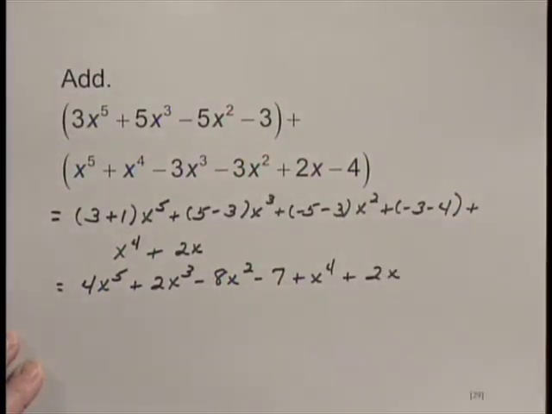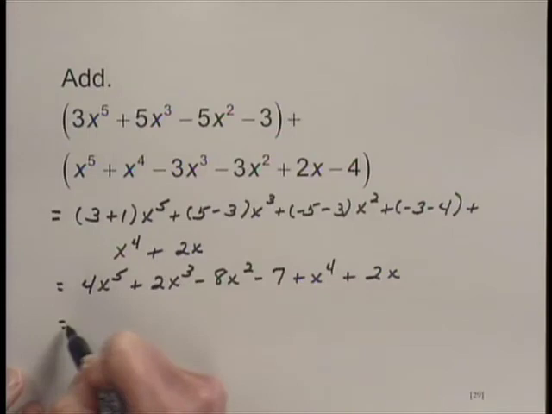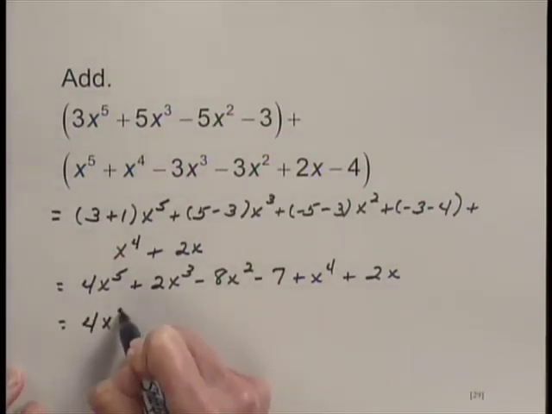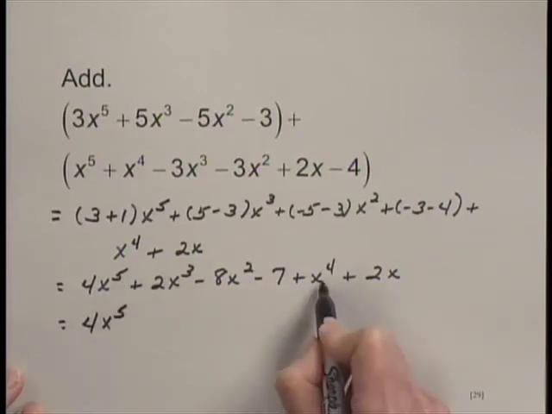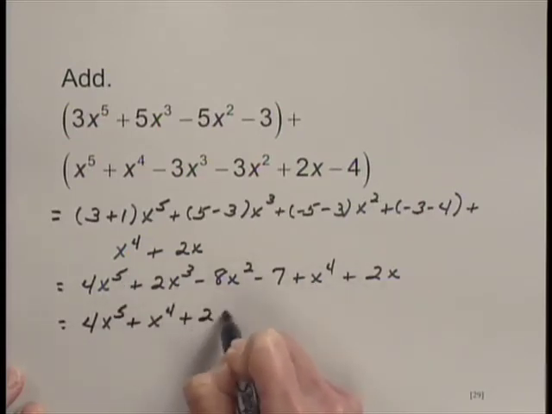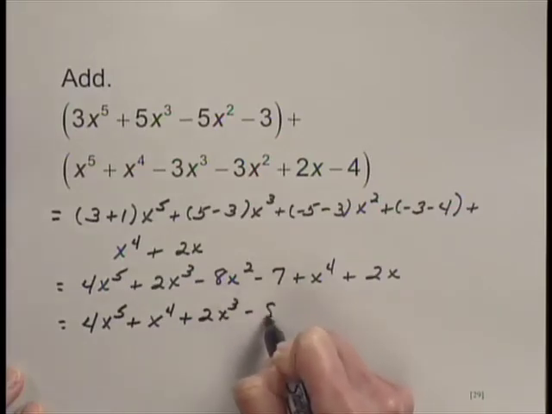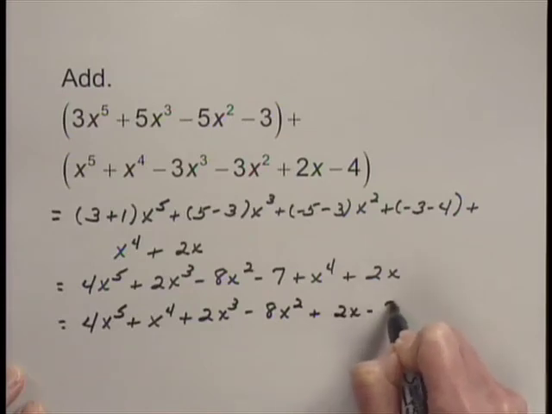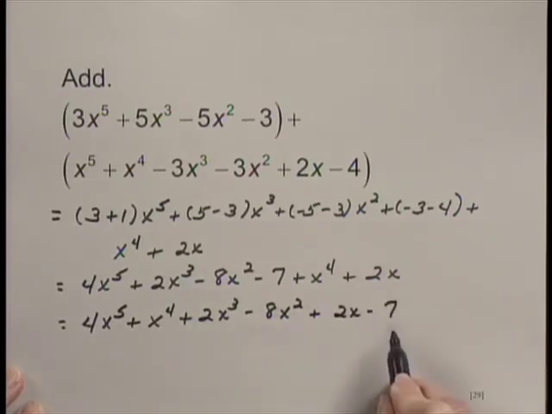And usually we like to write results in descending order, which means that we start with the highest exponent of x and go down to the lowest. So if we did that for this sum, we would write 4x to the fifth, the highest power on x. Then we'll write the x to the fourth term, then the x cubed term, the x squared term, the x term, and finally the constant term. So this would be the sum of these two polynomials that we started with.